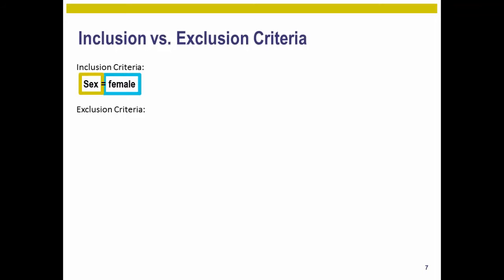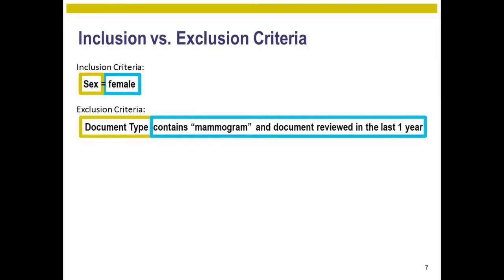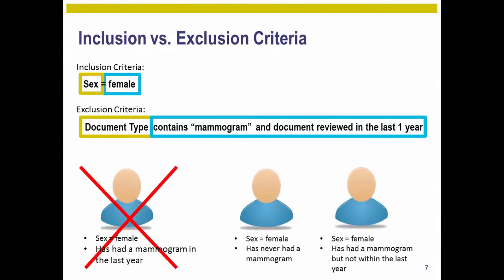Next, we add a second piece of criteria, which looks in the document type field for a mammogram with a review date in the last 1 year. Since this is an exclusion criteria, all patients that have had a mammogram in the last year will be excluded from the search results. This will leave you with a list of patients that have either never had a screening test performed or have previously had the screening test done but are due for their next one.